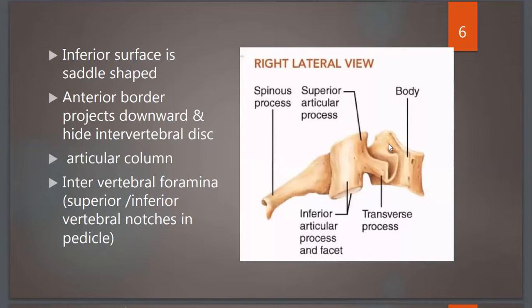So we have one articular column. Suppose this is one vertebra and then we have one more vertebra. In between the two vertebrae, there will be an opening called the intervertebral foramen, which gives passage to the nerves. And of course, because these are cervical vertebrae, it gives passage to cervical nerves, which take part in the formation of the cervical and brachial plexus. So this intervertebral foramen is actually formed by the superior half.